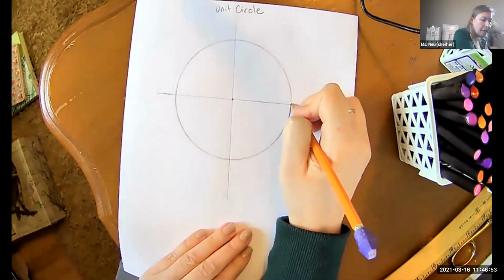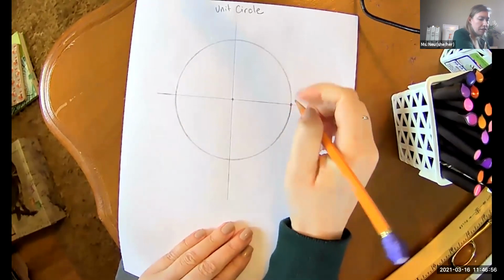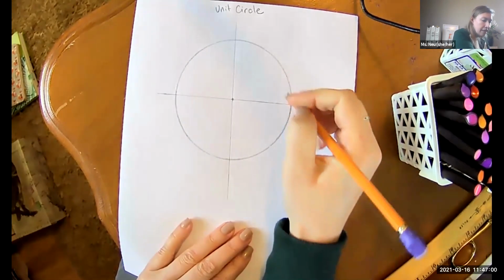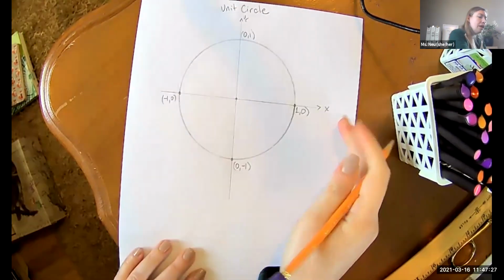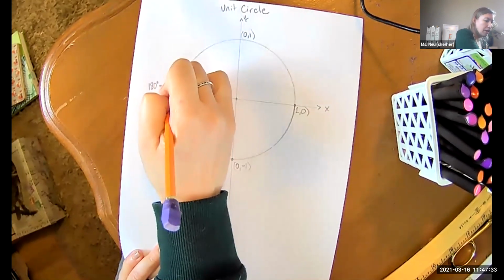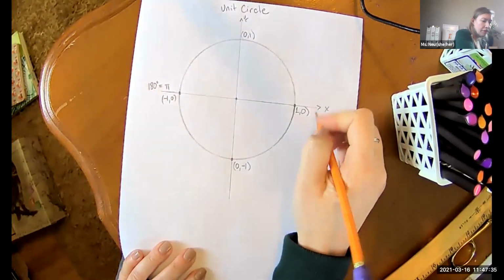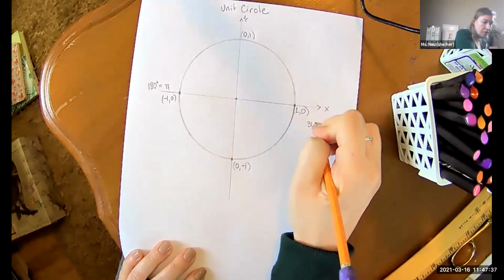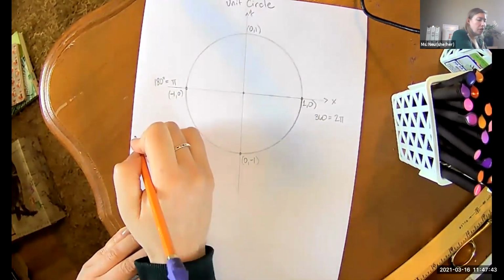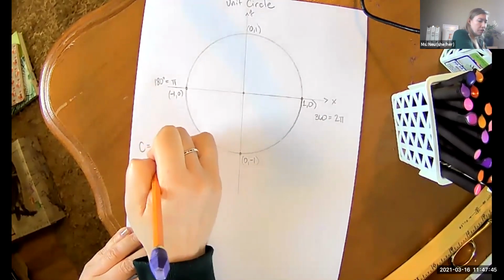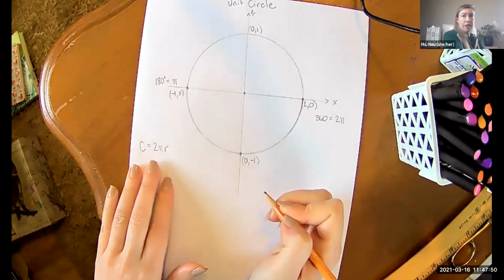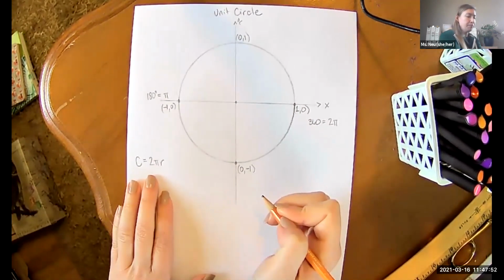All right, again, this distance is going to be a distance of 1 on my x-axis. And we know that 180 degrees equals pi. And we figured out that 360 degrees equals 2 pi. And remember, the circumference of a circle is 2 pi r. I feel like this is really helpful with everything.